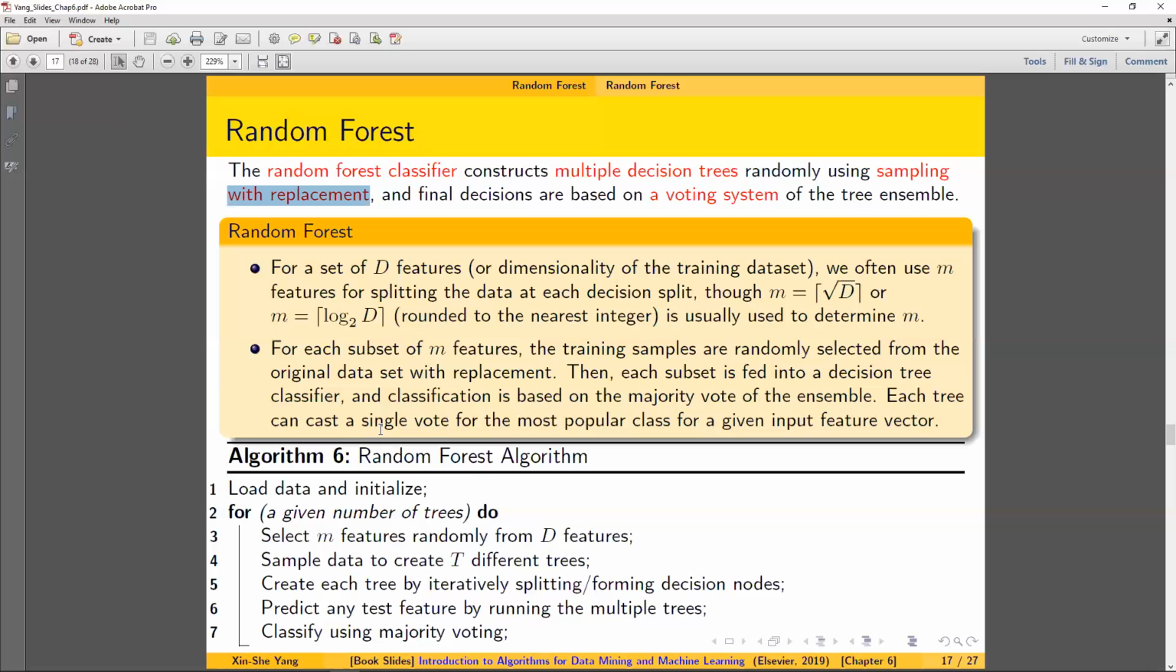Now the question becomes, how can we come up with a proper number of features, or in this case, M. Initially, we have D features. In my example, I said 1,000, and I said let's choose 20 of them. M is the number of features for splitting the data at each decision point, and M could be the square root of D rounded to the nearest integer, or M could be log 2 of D.